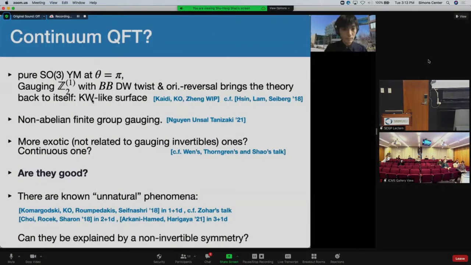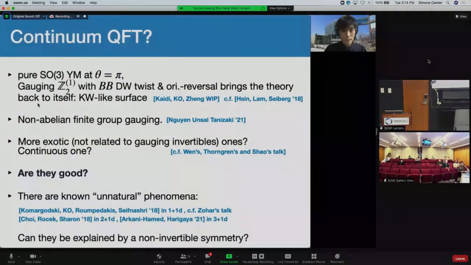Finally, let me comment on the continuum QFT. Even for the continuum QFT, we can find some self-duality upon some gauging. For example, the pure SO(3) Yang-Mills theory at theta equals pi: if you gauge the Z2 one-form symmetry with a particular discrete theta twist and do the time orientation reversal, then this operation brings the theory back to itself. Therefore, there should be a corresponding non-invertible anti-linear symmetry in this case. This should be the UV version of what this paper considered. You also get non-invertible symmetry by gauging a non-abelian finite group, even in higher dimensions, and one of the examples is proposed in this paper.